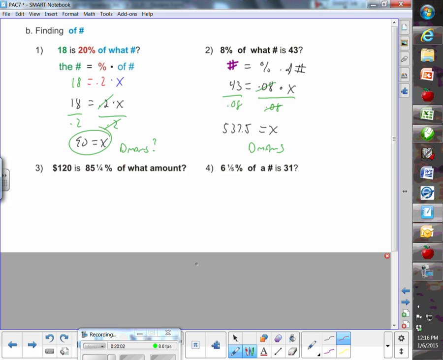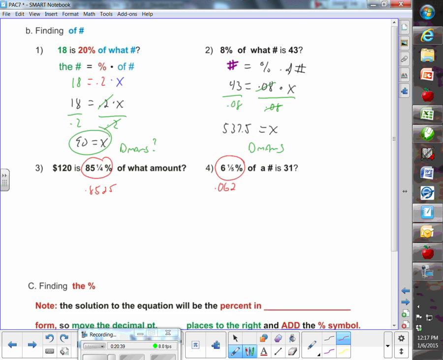Hey, just a note though, 85.25%, 0.8525, right? Who can tell me what 6 1/5% would be? Jack? 0.062, right? 1/5 is a 0.2, so 0.062. That would be correct. All right, for time's sake, we're not going to finish those.